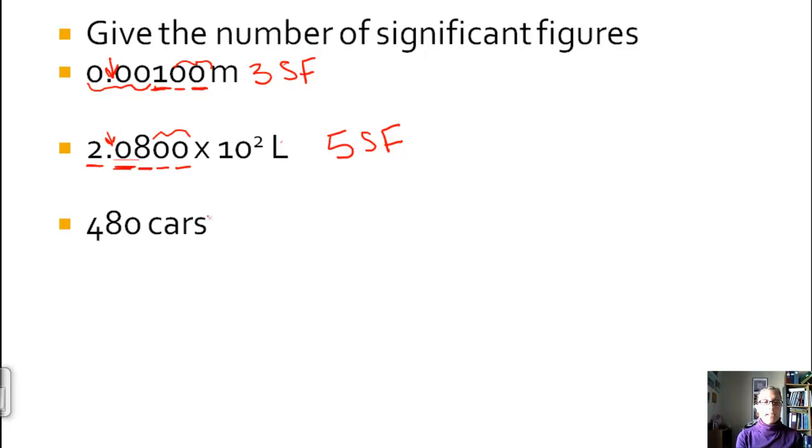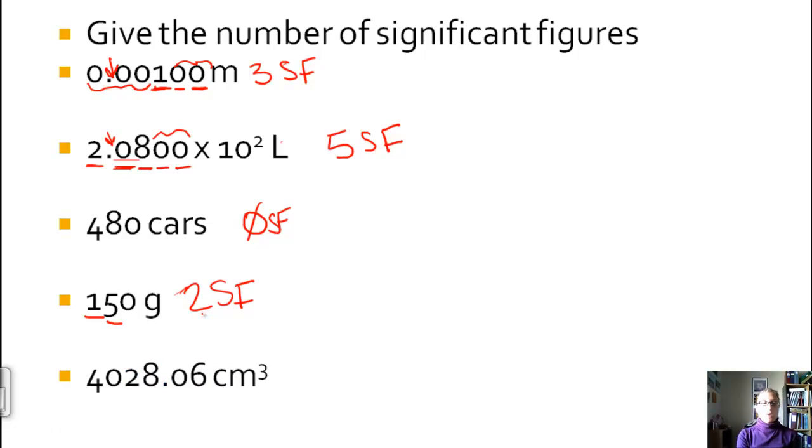Okay, here I have 480 cars. Now because this is a counting number, I would say that none of them count, and so that would give me 0 significant figures. And the last one, 150 grams, I know the 1 counts, it's a non-zero integer. 5 counts, it's a non-zero integer. And then the 0, this is a trailing 0. It will only count if there's a decimal. I don't see one, so it does not count. So that gives me 2 significant figures. Okay, try this last one on your own, and then we'll look over the answer.